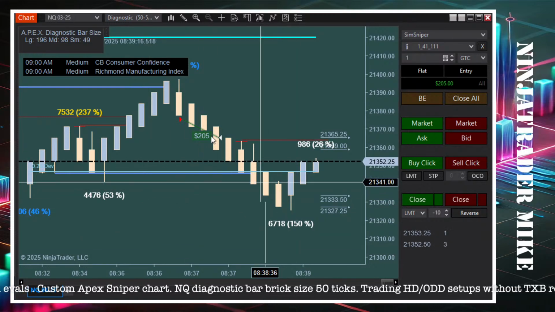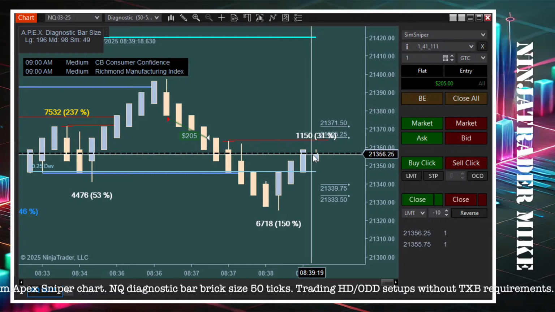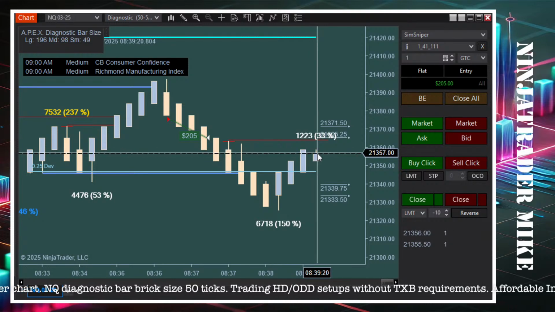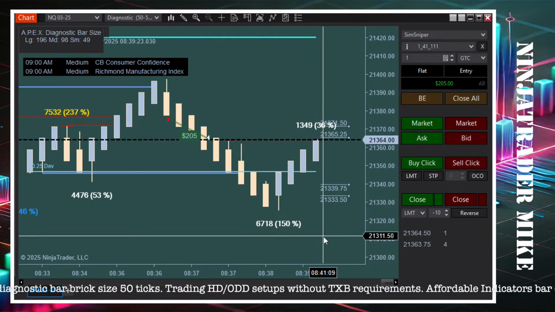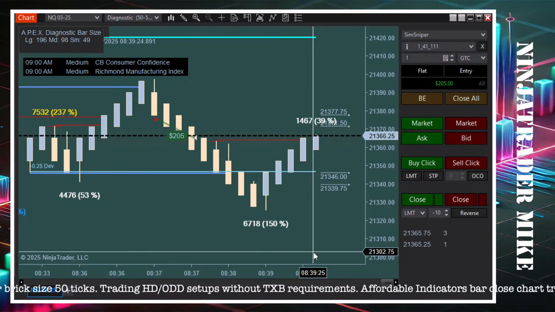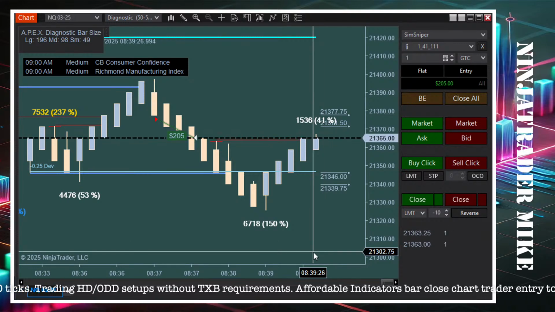Okay, so we got our 2 bottoms, our first top. This is our second, so our second top, 125%. See if we can get it.